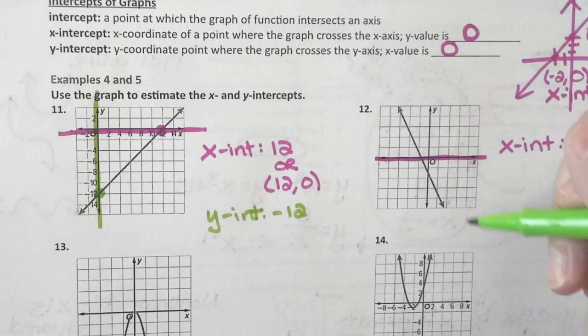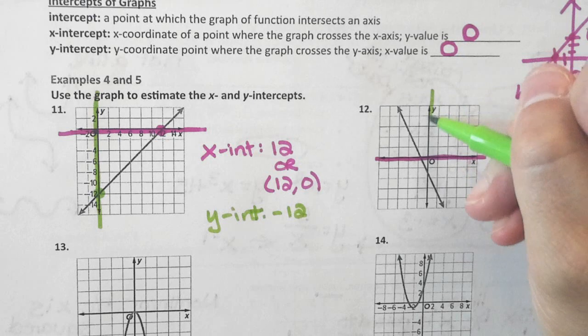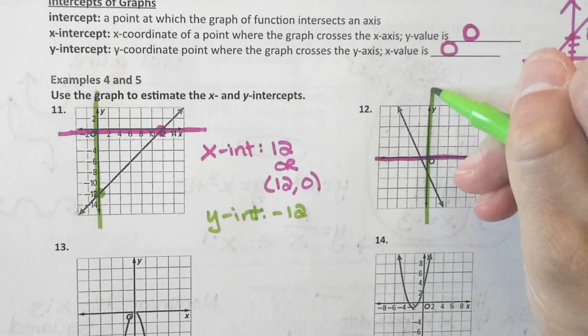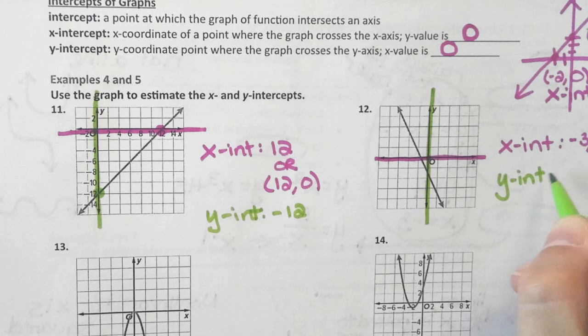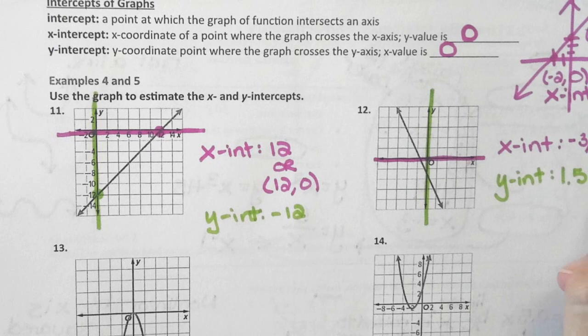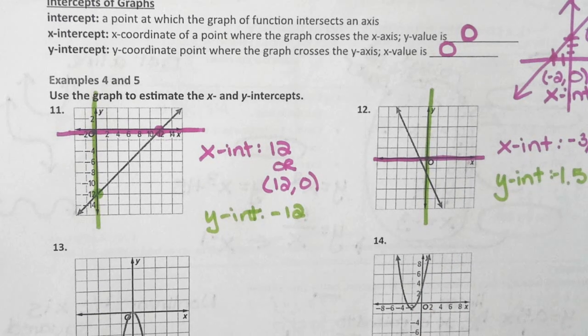Okay. Y-intercept, so where it touches the y-axis. What does that look like if you approximate it? Yeah, that's what I would say too. Or 3/2, right? You say 3/2. And is it positive or negative? Negative, so we need negative.